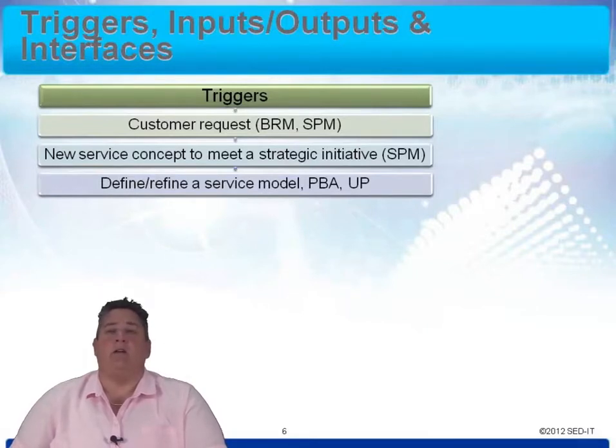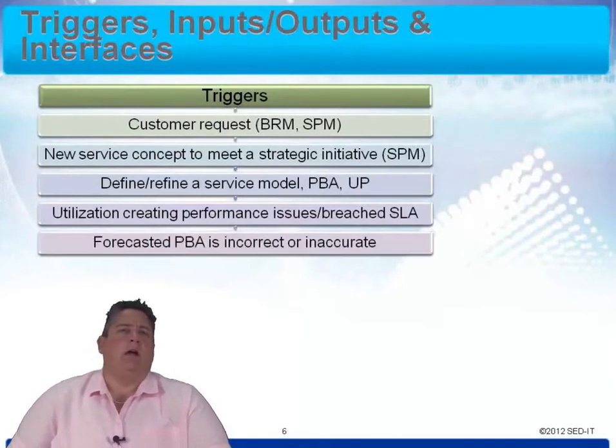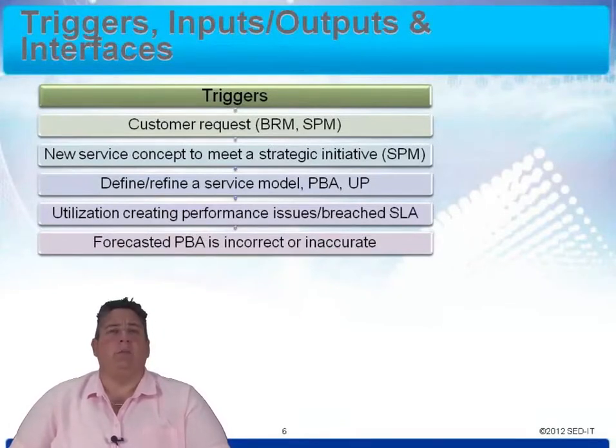So that would be based on the review of how resources are being used, and maybe our model is not correct, maybe our profiles aren't quite correct and we need to update and match the current working operations within the organization. Another trigger would be the utilization of services that are creating performance issues or that we're breaching SLAs. So we're overutilizing and we haven't gotten up to date with the change in work patterns. The forecasted PBA is incorrect or inaccurate, so we need to make that update.